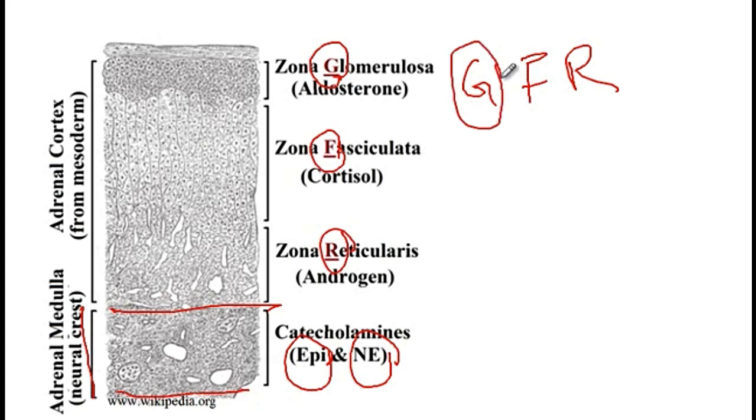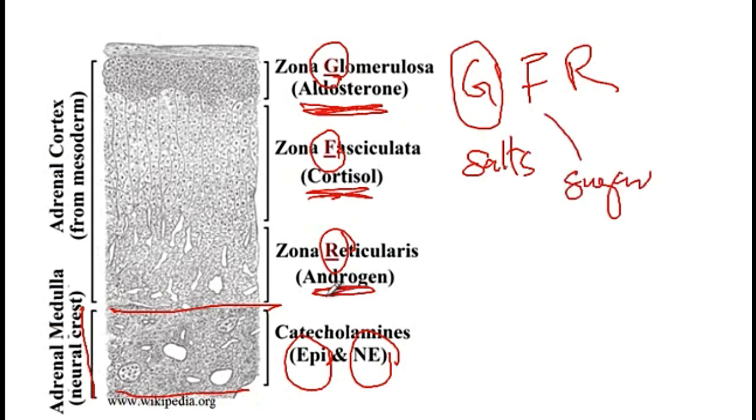So the outside layer produces the hormone that is responsible for absorption of salts. So the aldosterone, which regulates salts. And then the next one, cortisol, regulates sugar. So here we have the sugar. And then finally, androgen is a sex hormone. So the deeper we go, the sweeter it gets. First salt, then sugar, and then we have the sex.